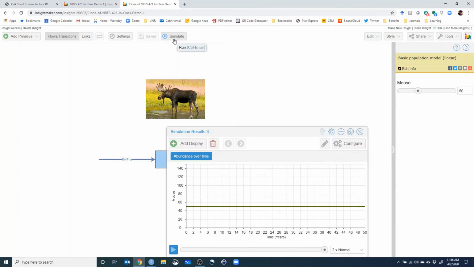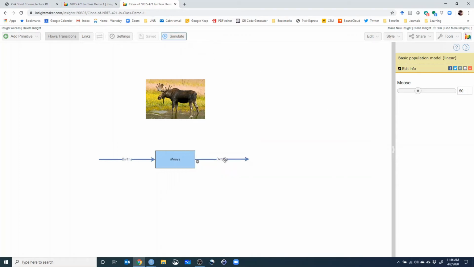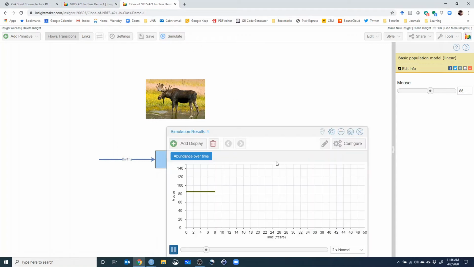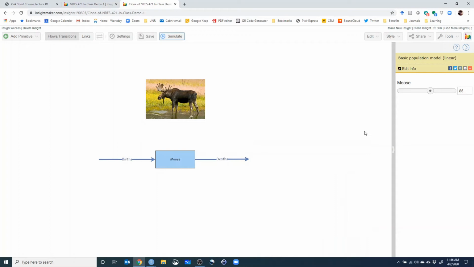We see that we're in a very special condition. This is where births and deaths are equal. Inflow is equal to outflow. That's called an equilibrium state. That's all. Feel free to play around with the model. You can change the initial abundance.